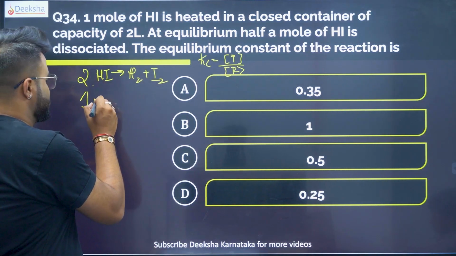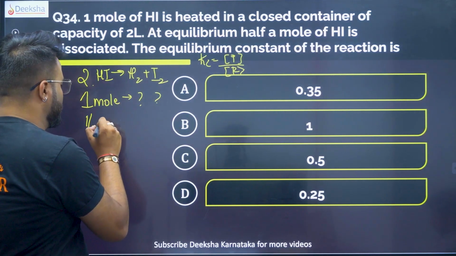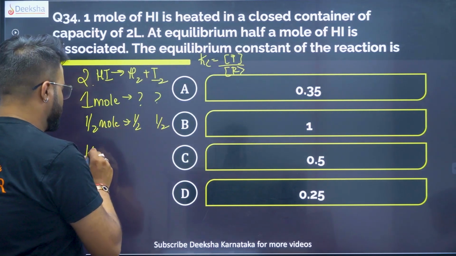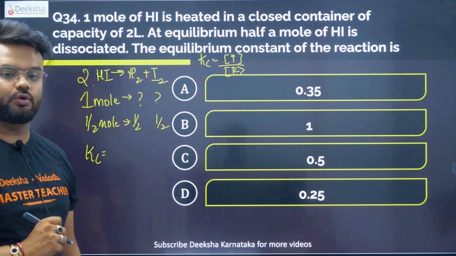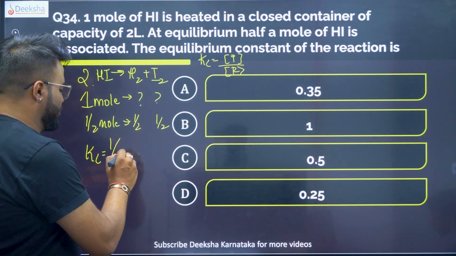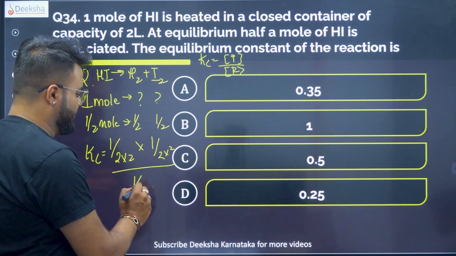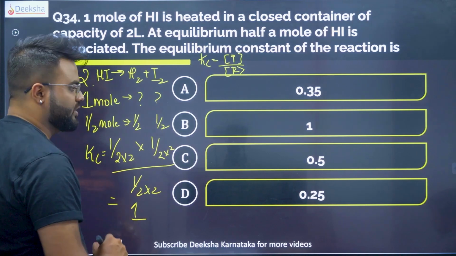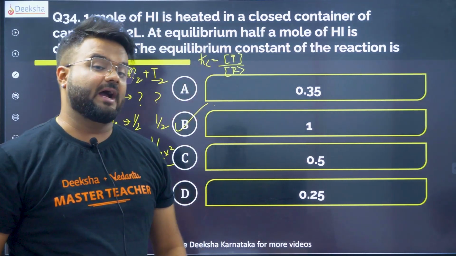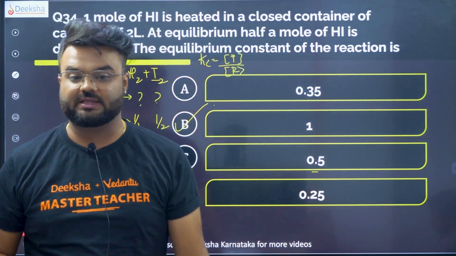Therefore, 1 mole means how much? Therefore, half mole of this will give rise to half mole and half mole. Therefore, Kc will be, if I do the equilibrium constant, 1 by 2 into 2 into 1 by 2 into 2 divided by 1 by 2 into 2. When I solve this, it becomes 1. Therefore, the equilibrium constant will be B, that is, Kc is 1. And while saying this reaction, everyone will choose the direct answer as option C, that is 0.5.